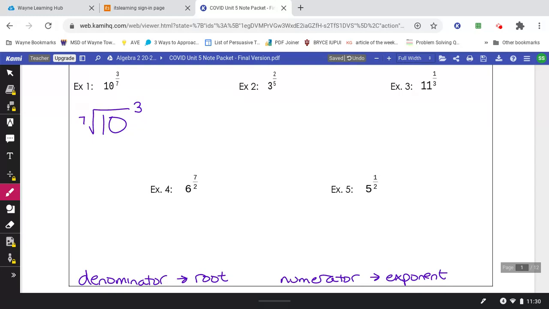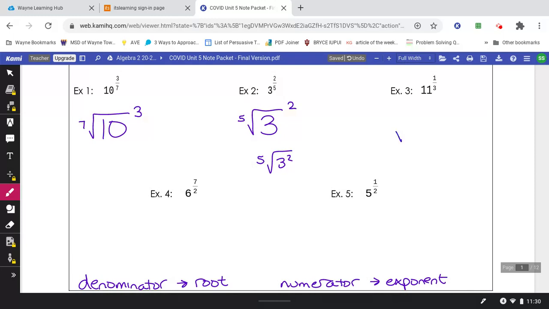All right, example number 2. We're going to take the 3. That's going to go inside the root bar. The 2 will go at the top, and the 5 will go in the front. Sometimes you'll see that number, the exponent, written on the inside, almost like this. That's the same thing.